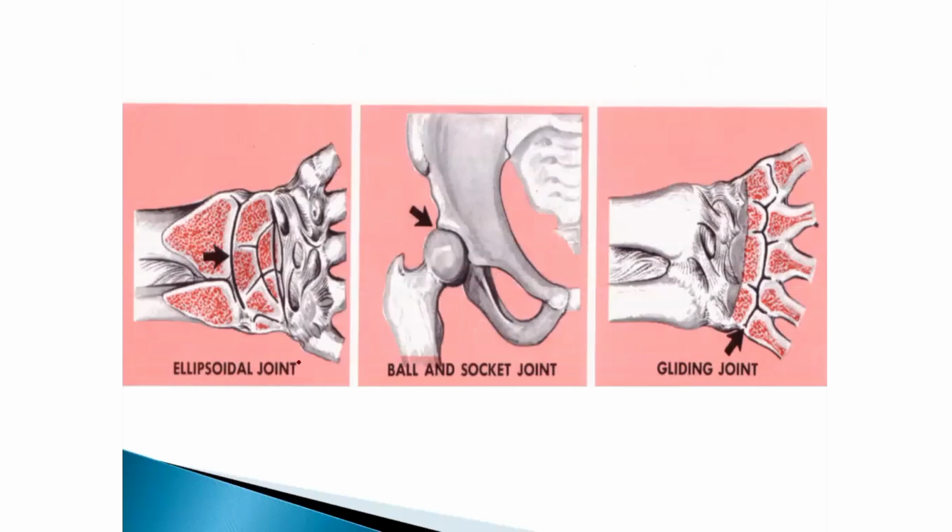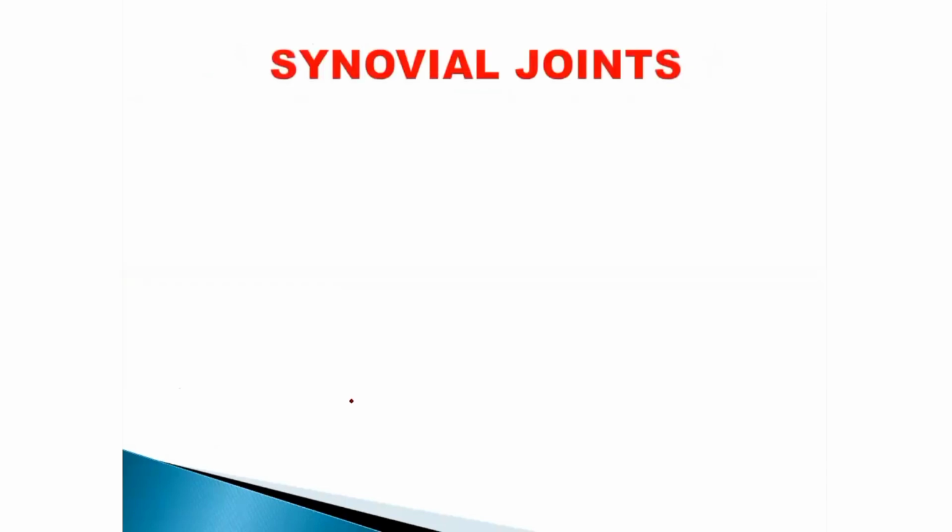We have the ellipsoidal joint, that is your wrist bone. Basically, it is also a synovial joint. Ball and socket joint, your hip joint basically. Then the gliding joint. These are all different types of joints that we need to study. Let's talk about the very first and very important joint, that is called the synovial joint. This synovial joint consists of certain important parts.